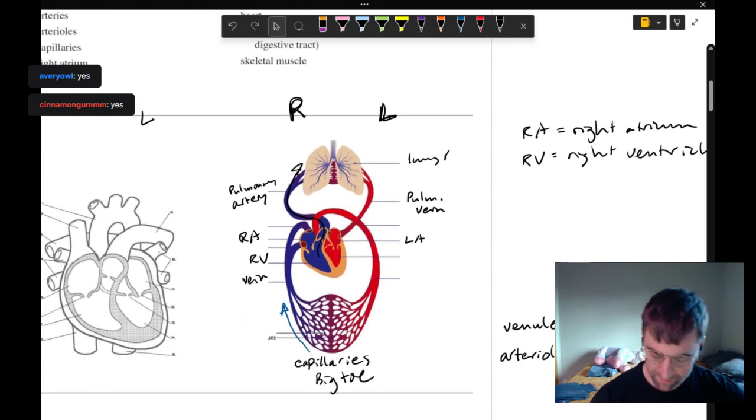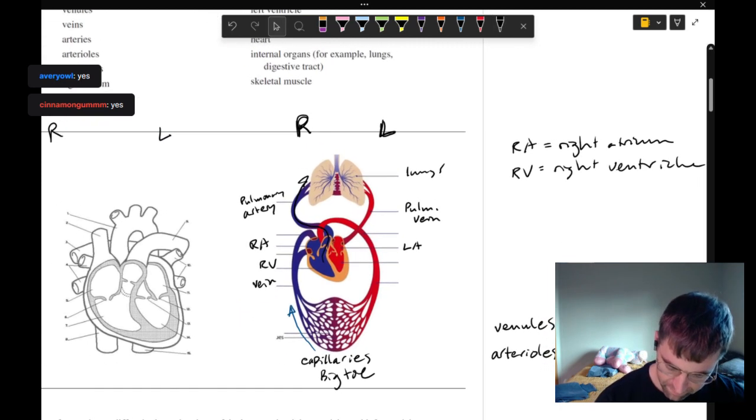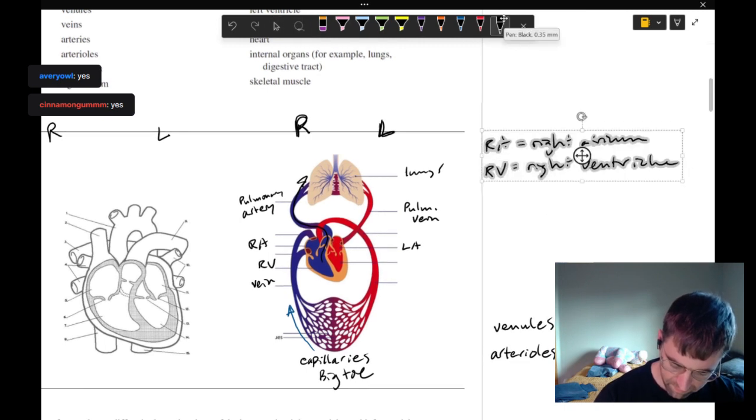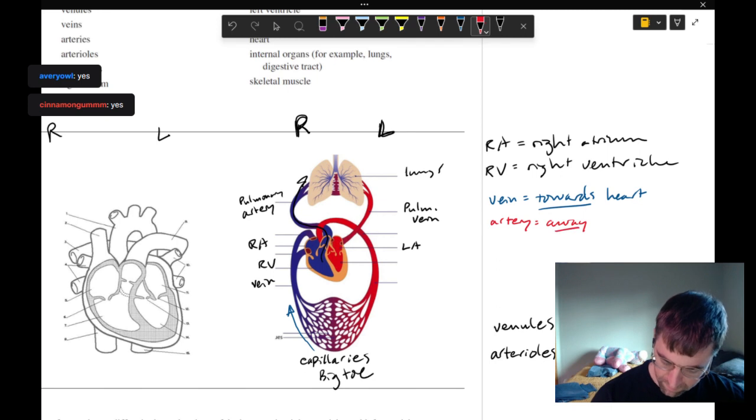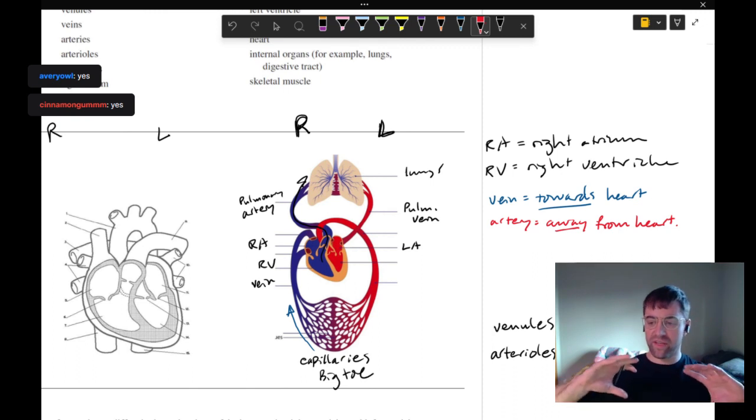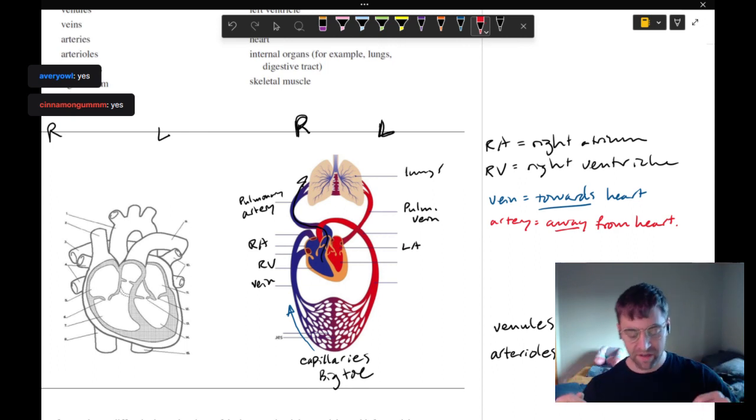Let me clean this up just a little bit. So whether we're in the systemic circuit, that is the circuit to the rest of the body, or the pulmonary circuit, pulmonary meaning of the lungs, vein means towards the heart, and artery means out of the heart or away from the heart.